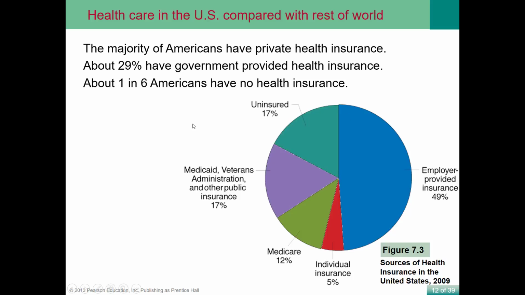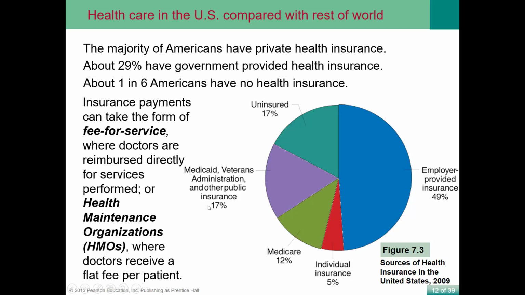And then approximately 1 in 6 Americans, or 17%, have no health insurance. This is the real reason there was a big push for the Affordable Care Act, which we'll talk about. So insurance payments can take the form of fee-for-service, where the doctors are reimbursed directly for their services performed, or a health maintenance organization known as an HMO, where the doctors receive a flat per-patient fee.